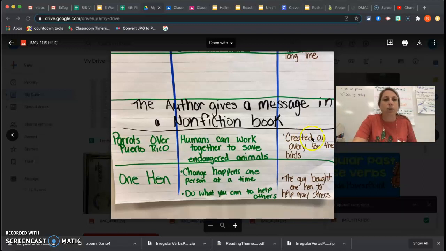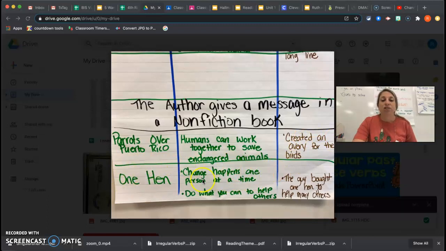The other example that I put on here was the example of One Hen. Change happens one person at a time. In the book, The One Hen, think about the guy. He bought one single hen, and one person changed all of his village. And it took one person doing a little bit at a time to make that happen.